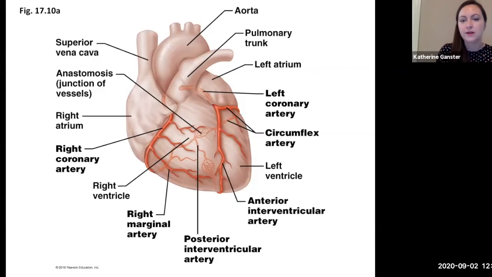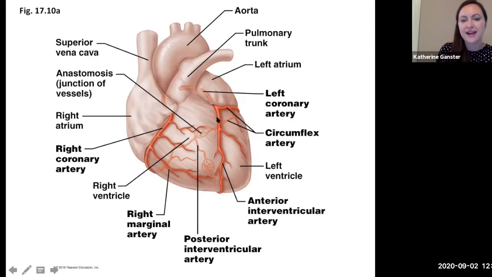Coming down the front, originating from this bifurcation right here, this is the beginning of the anterior interventricular artery. Another name you can say for beginning is the proximal location. This is the proximal anterior interventricular artery, which makes this the distal anterior interventricular artery. Proximal, remember, is proximately close to the point of origin. Distal, think distance further down.